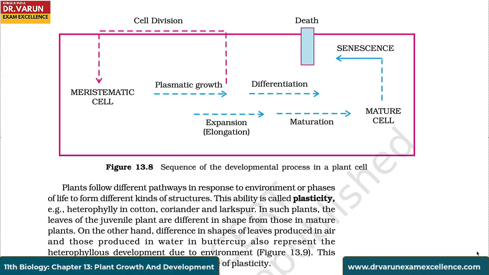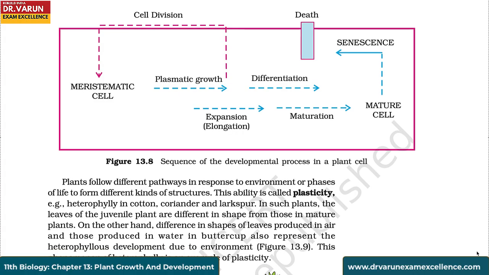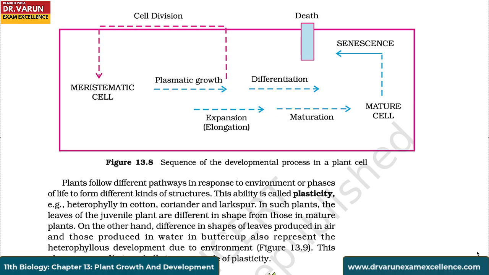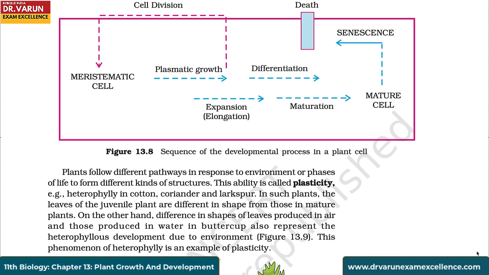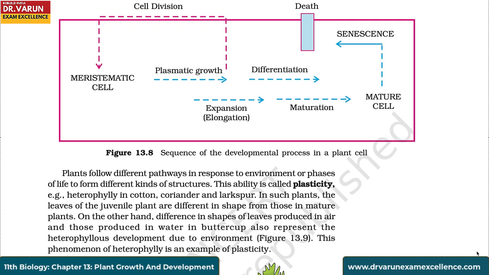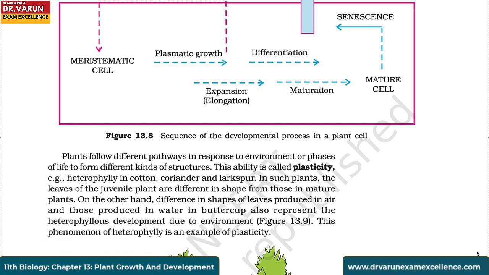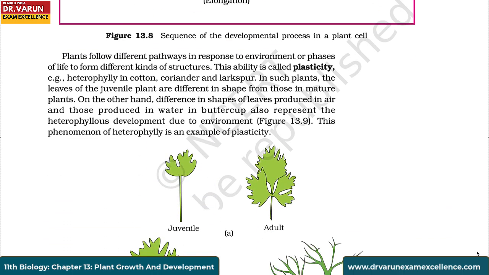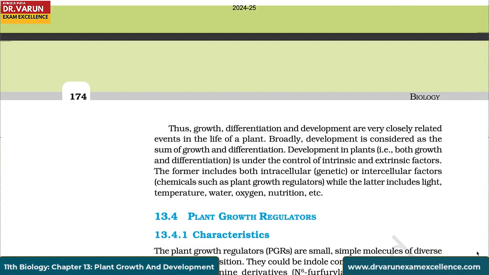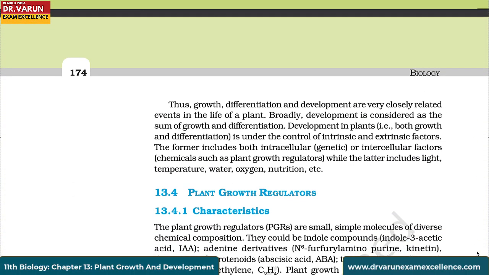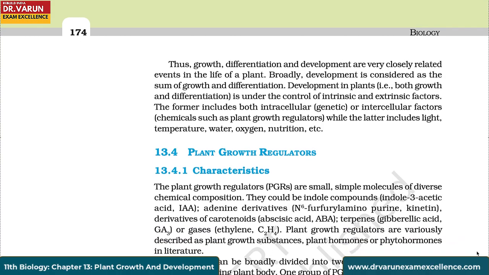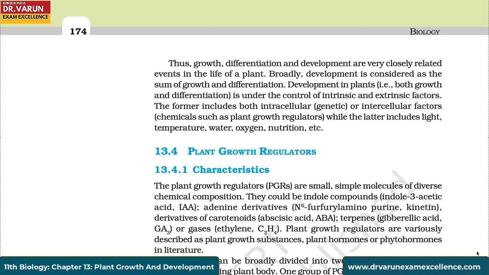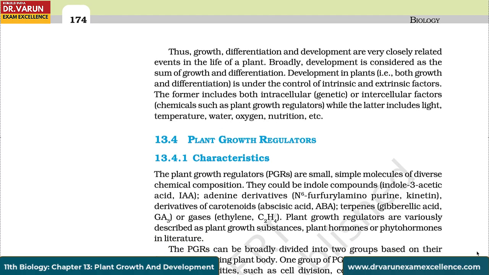Example, heterophyly in cotton, coriander and larkspur. In such plants, the leaves of the juvenile plant are different in shape from those in mature plants. On the other hand, difference in shapes of leaves produced in air and those produced in water in buttercup also represent the heterophyllous development due to environment. This phenomenon of heterophylly is an example of plasticity. Thus, growth, differentiation and development are very closely related events in the life of a plant. Broadly, development is considered as the sum of growth and differentiation.